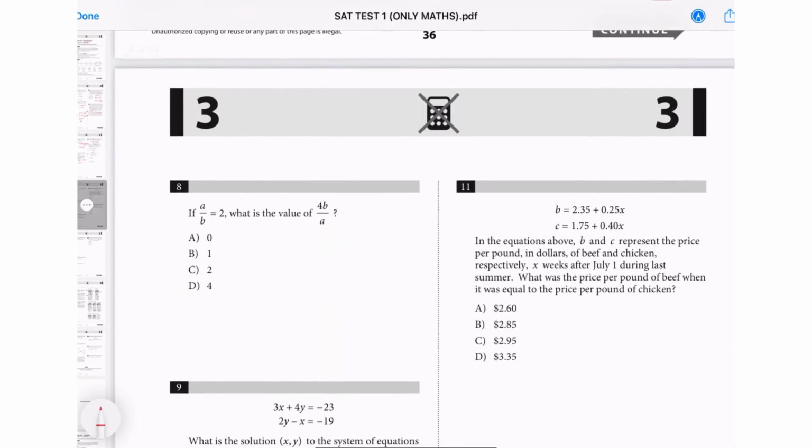Next, question number 8. If A over B equals 2, A over B equals 2 implies A is equal to 2B. What's the value of 4B over A? 4B over A means 4B over 2B. So I just put 2B, and this and this cancel out, and 4 divided by 2 gives you 2. So C is the answer.